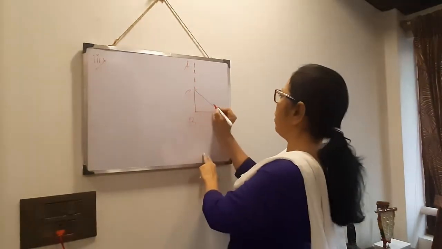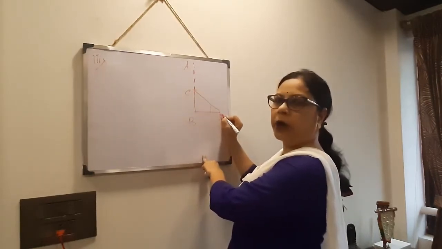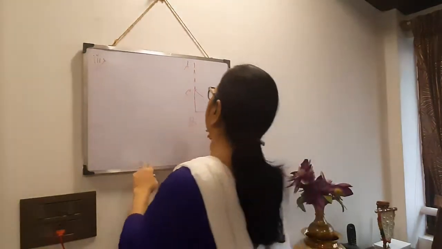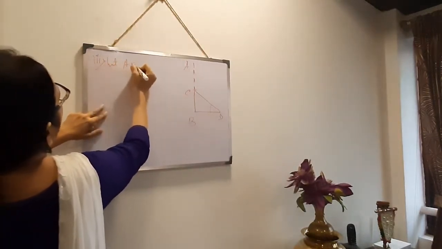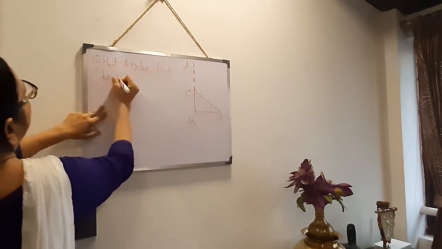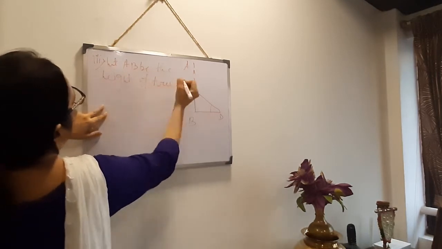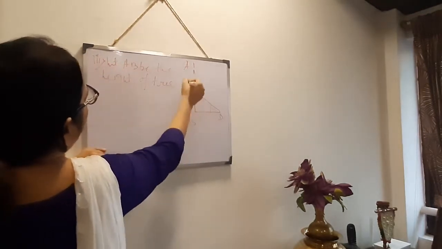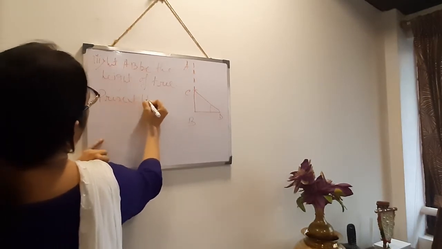You have to calculate what angle it is made. What angle is made by the top of the broken part of the tree with the horizontal line. Clear? So here let AB be the height of tree and it is broken at C. So what is the present height? Present height is BC.